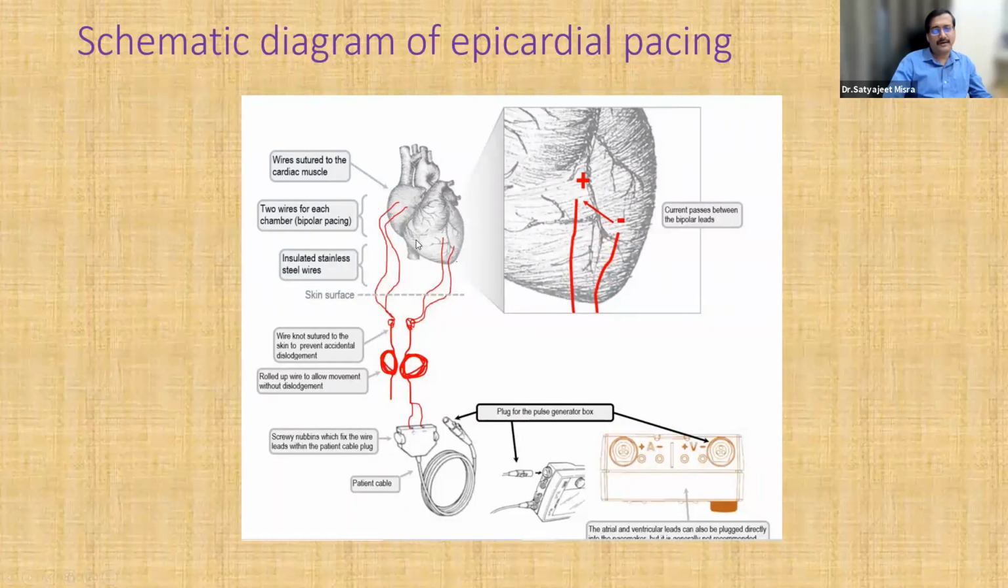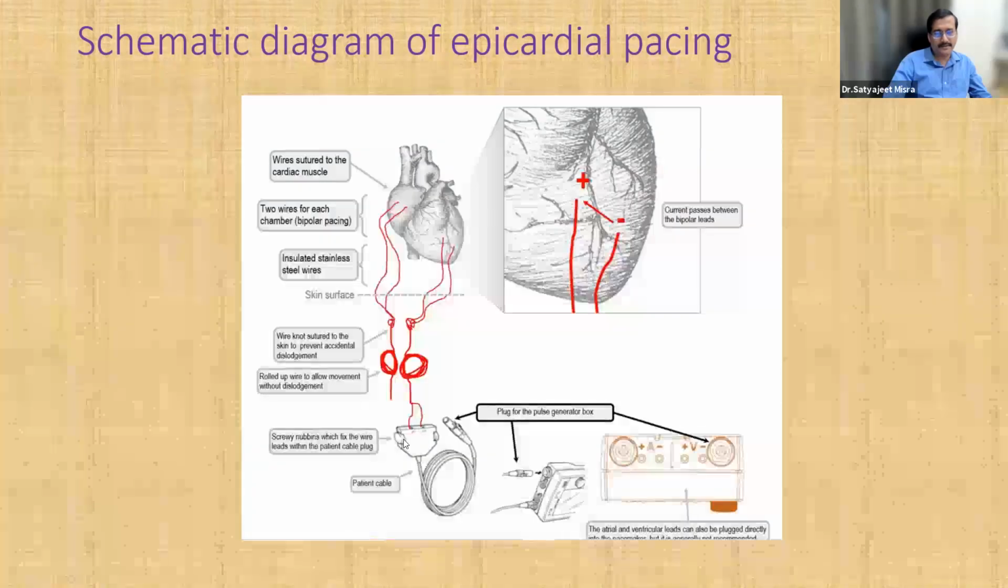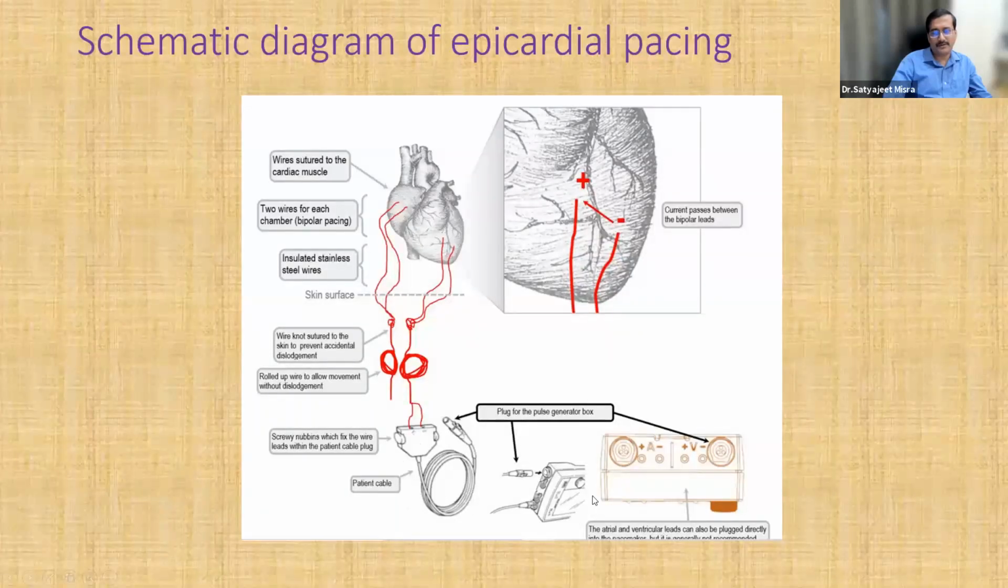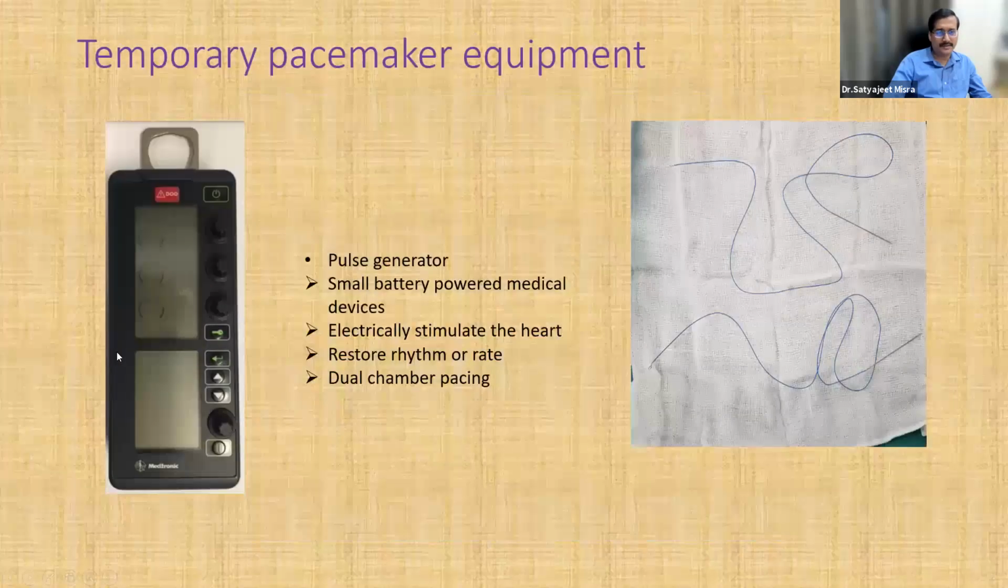Commonly, however, the atrial as well as the ventricular pacing wires are inserted, and then they are brought out through the skin, sutured onto the skin, looped so as to prevent accidental dislodgement. And you have a lot of leeway once you loop these wires. Then they are inserted into the cable, and this cable is hooked onto the pacing box, which has slots for both the atria as well as the ventricle, and that's how the pacing is initiated.